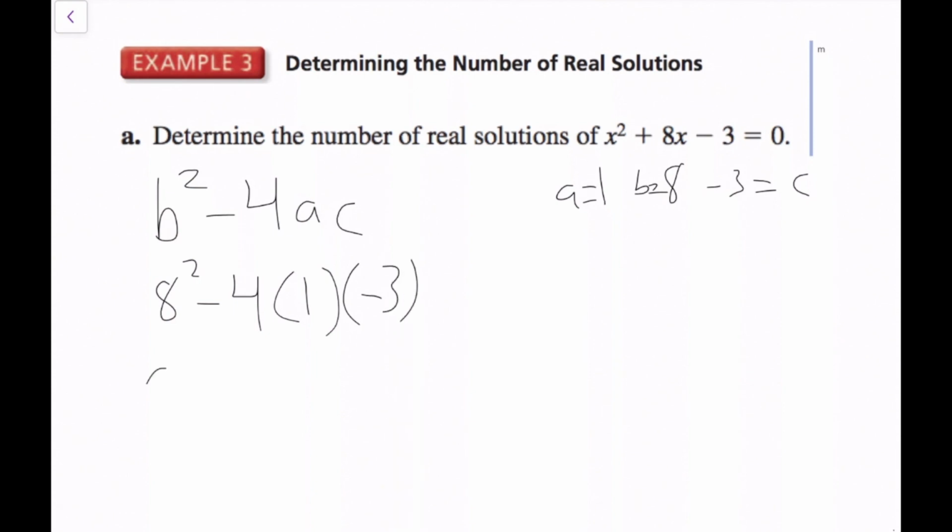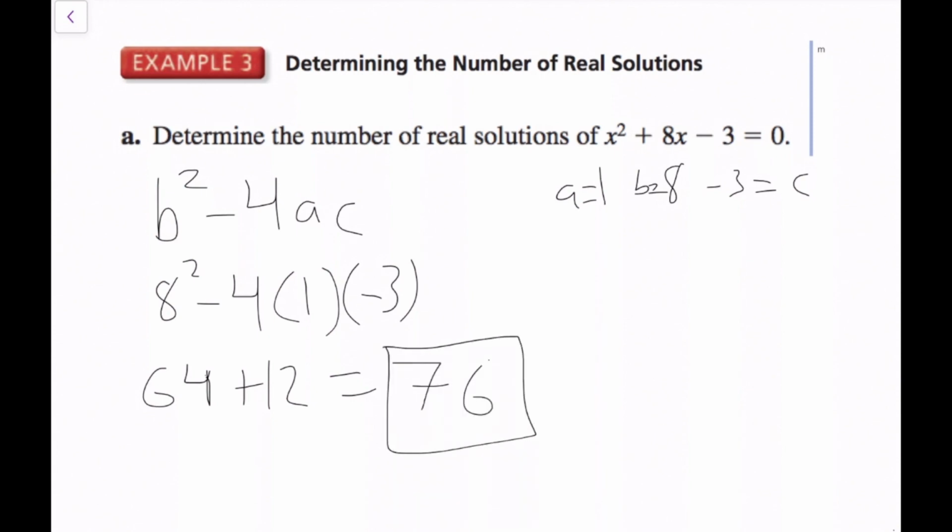So this gives me 64, and then two negatives make a positive, and then I get 12. So 64 plus 12, which is equal to 76. So my discriminant is 76. If we remember, a positive discriminant means that this is going to be the number under the radical. Every positive number has two real square roots. So that means that we're going to have two real solutions. So determine the number of real solutions. Since our discriminant is positive, we have two real solutions.